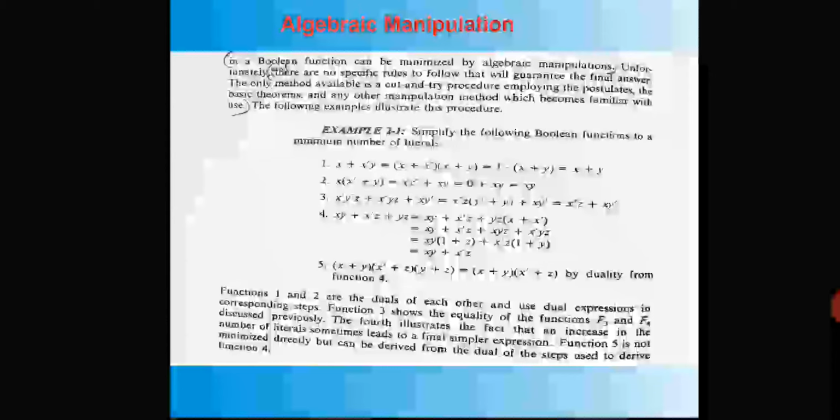So the third one also, you can see x' y' z plus x' y z plus x y'. Now what they have done, they have taken x' z separately, and they went for y' plus y, and minimized it, plus x y'. Now y' plus y is nothing but 1. So x' z plus x y'. So ultimately they have minimized the entire expression to x' z plus x y'.